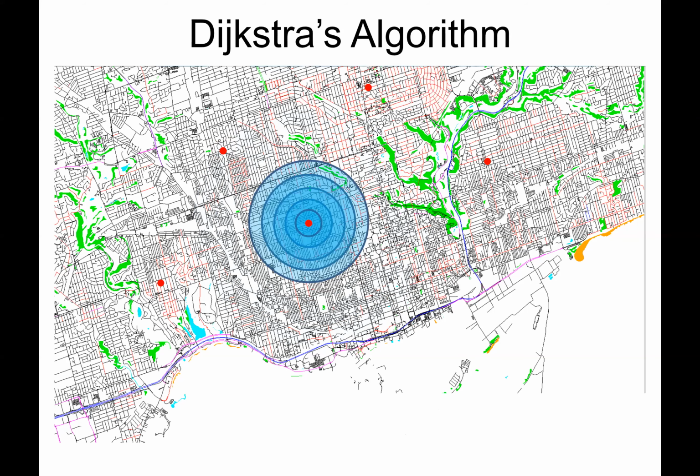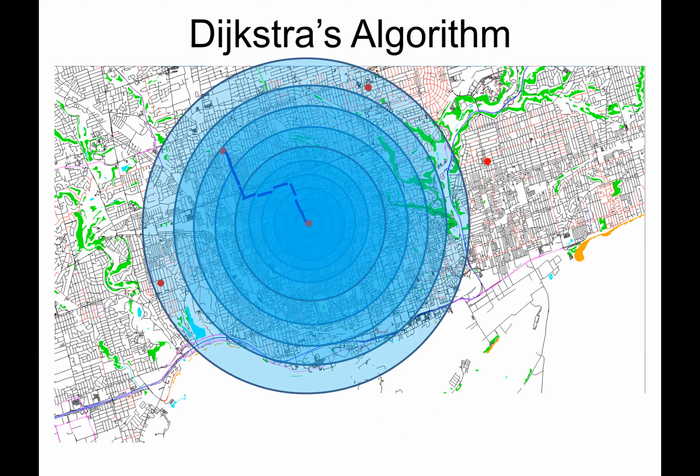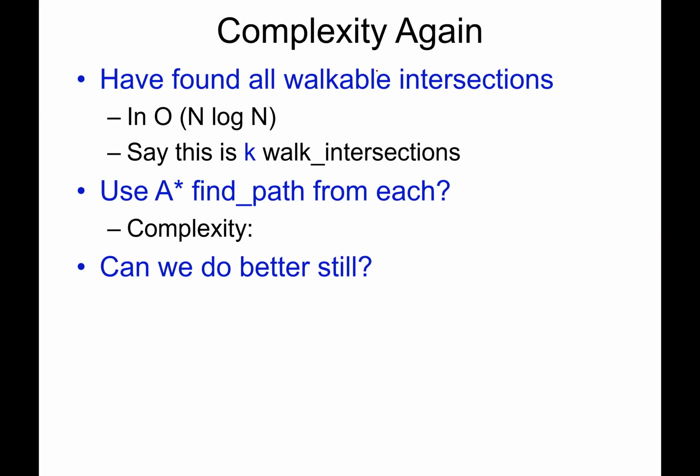And I'm just going to flip through this. That animation doesn't really show you much more. It's basically, we can find the paths to a bunch of destinations at once. So let's build on that. That means we can use Dijkstra's algorithm to find all of the destinations that we can walk to quite efficiently.